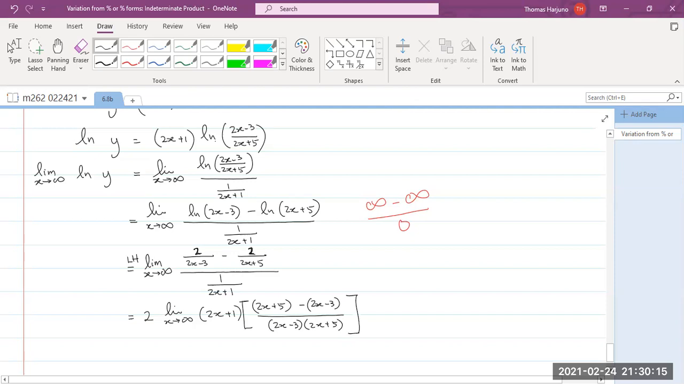I have a quick question, Thomas. How did you get the 2 over 2x minus 3 and the 2 over 2x plus 5? When I do the derivative, I need to do the chain rule, the derivative of 2x minus 3, right? So the derivative is the reciprocal times the derivative of that 2x minus 3. Got you. Thank you. Yeah, and so when I factor the 2, then 1 over 2x minus 3 minus 1 over 2x plus 5 becomes something like this.